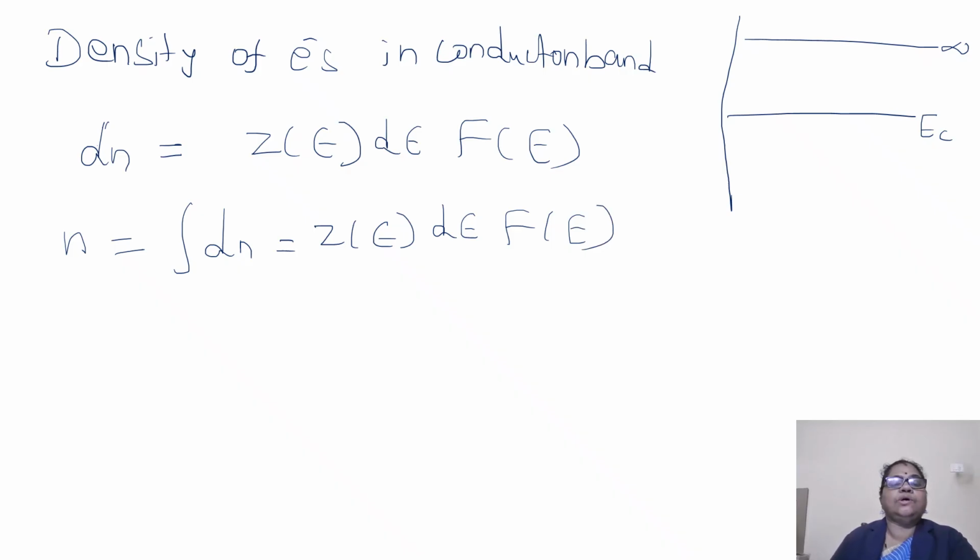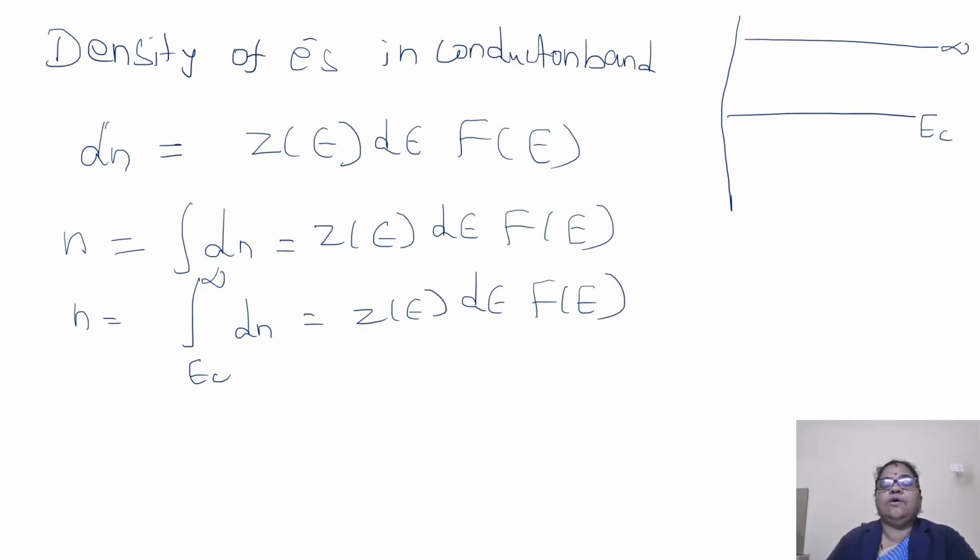Okay, so we can fix the limits. We need to find the number of electrons per unit volume within the limits, where the upper limit is infinity. So we can write this expression as the integral from Ec to infinity of dn, equal to Z(E) dE multiplied by f(E). We start with that expression. First we need to write what Z(E) is.